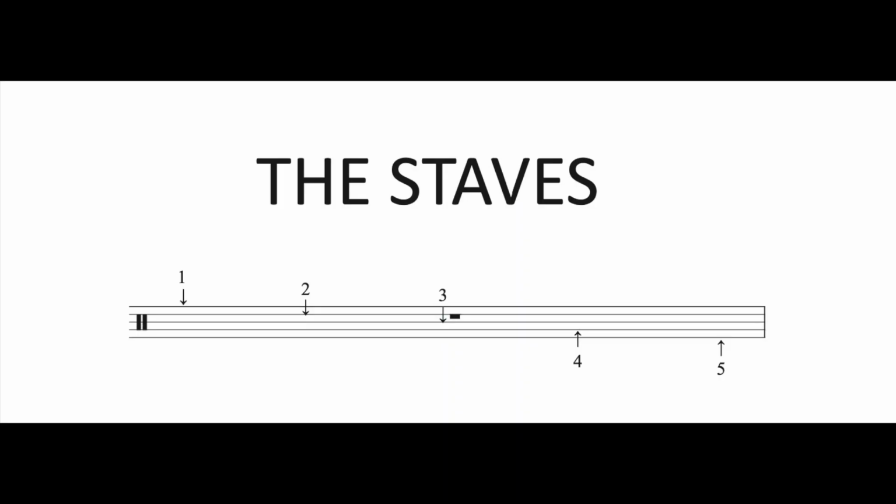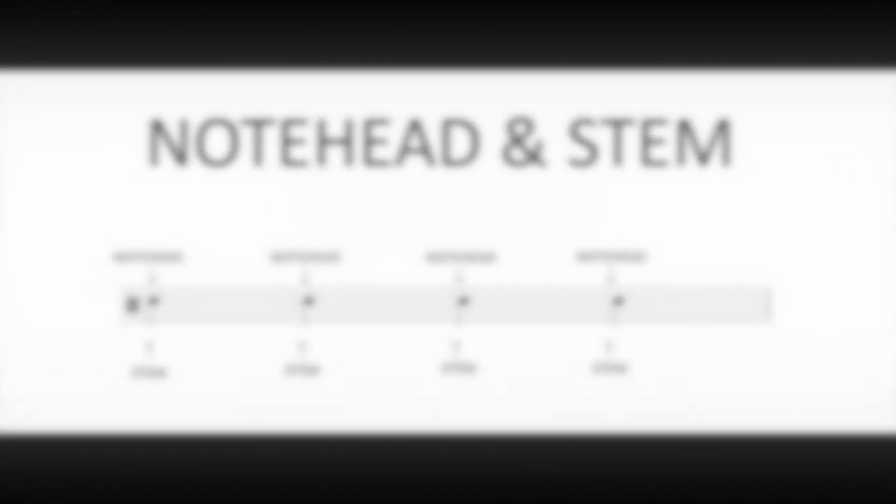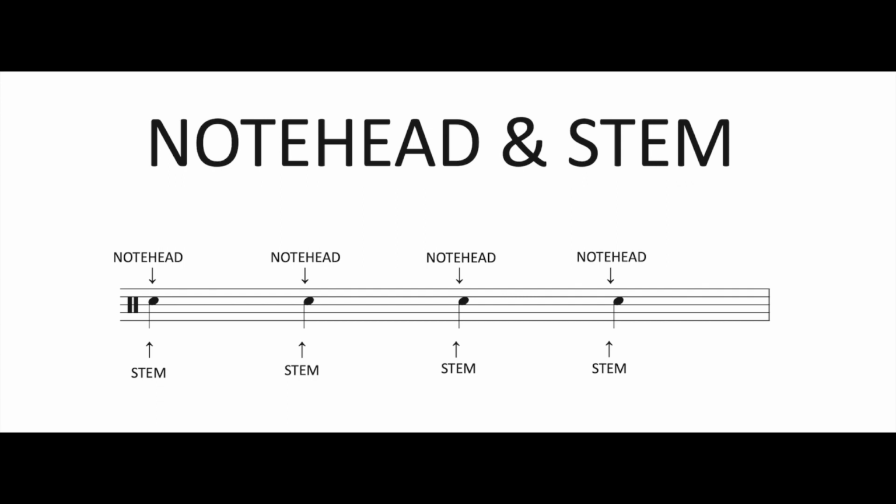So let's get started. First of all, we have the 5 parallel lines that musical notes are written on, and these are called staves. Written music is divided into bars, and each bar is separated by a vertical line known as the bar line. Next, we should look at the note. Now, each note consists of a note head and a stem.